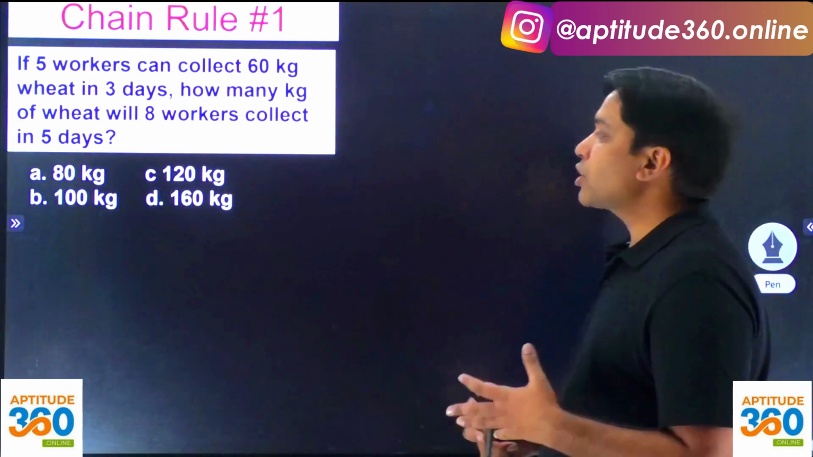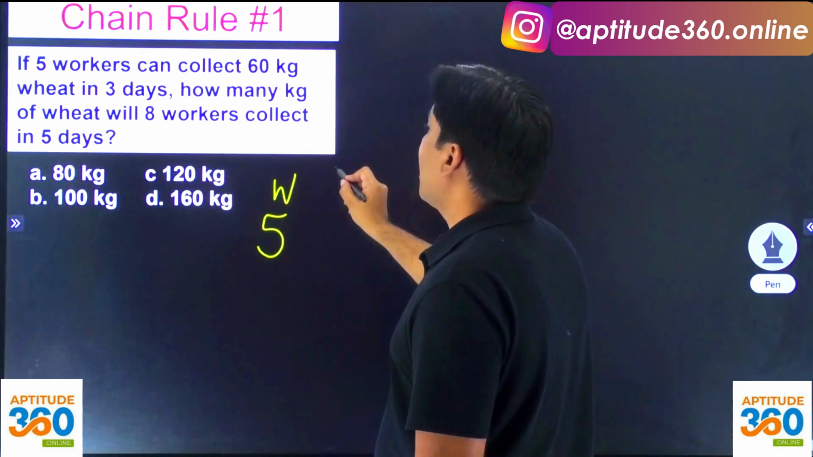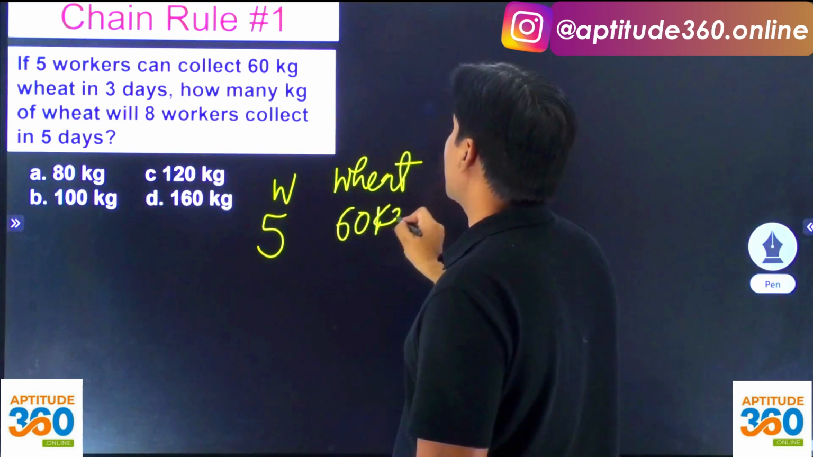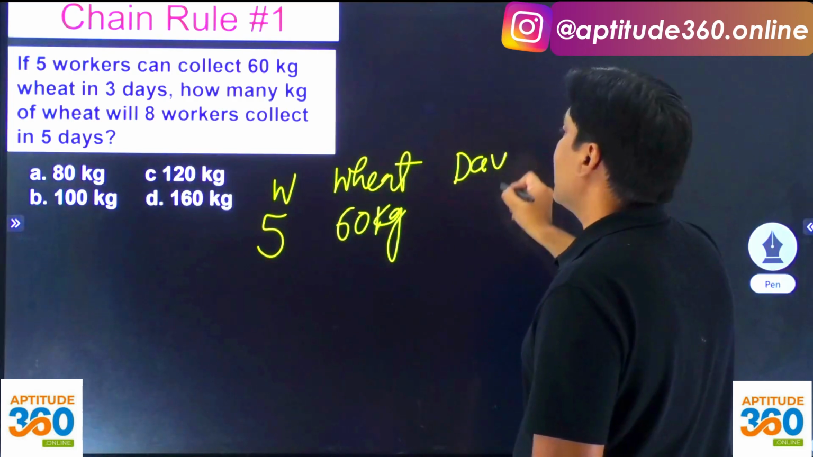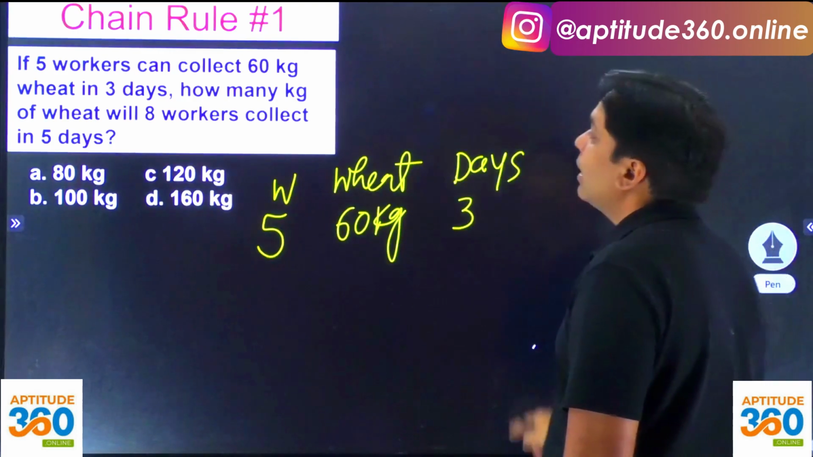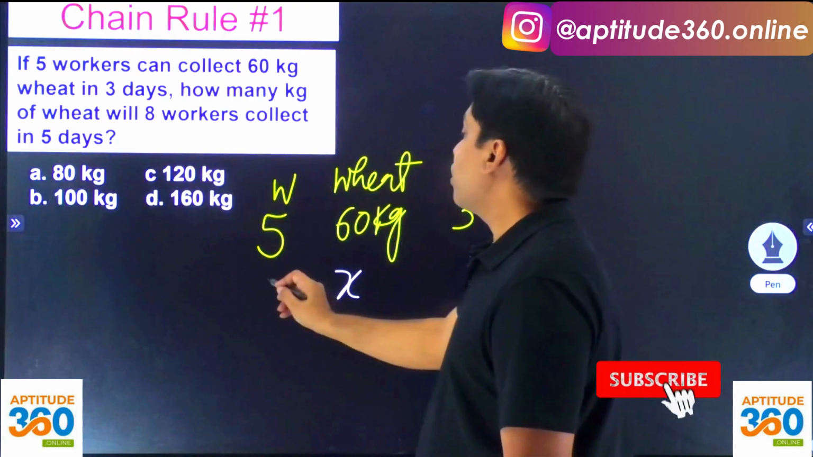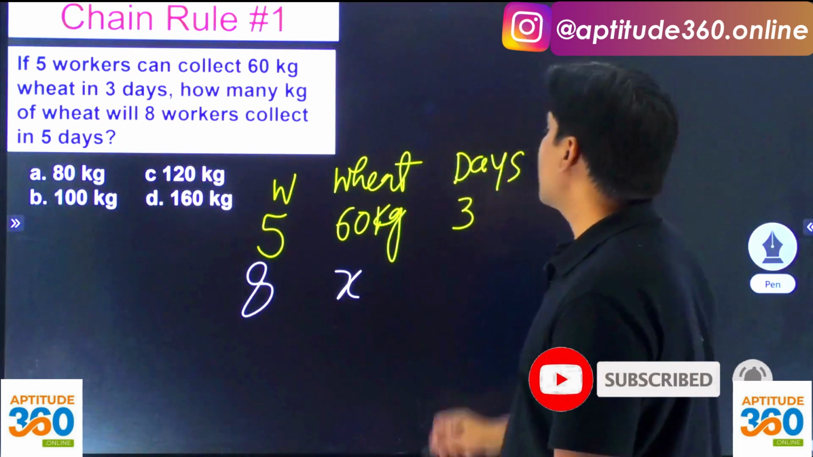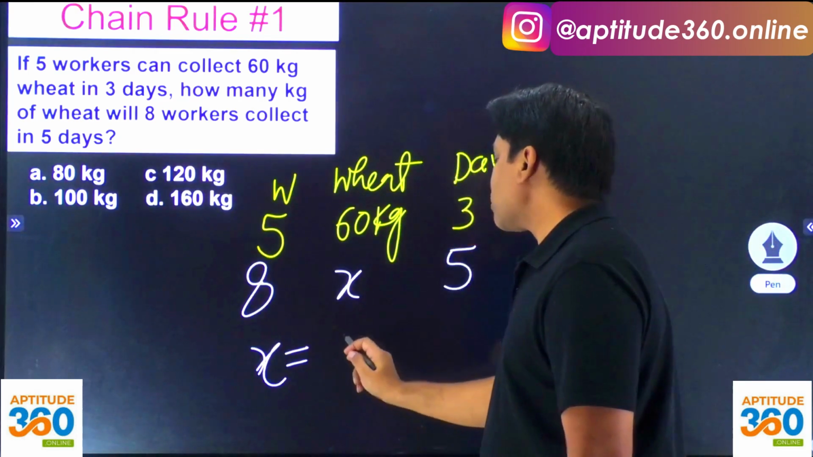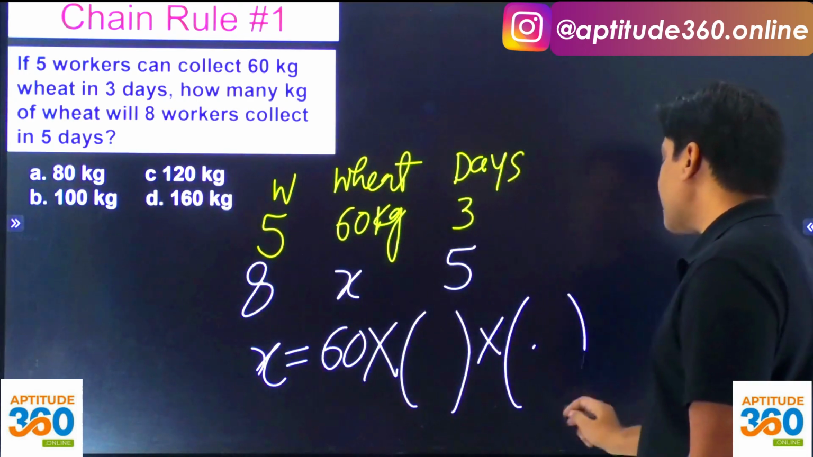5 workers can collect 60 kilogram of wheat. How many workers do we have? 5. How many kilogram of wheat they can collect? 60 kilogram. In how many days they can do so? They can do so in 3 days. And then the problem says, how many kilogram of wheat will be collected by 8 workers in 5 days? So what is going to be the value of x? The value of x is going to be 60 into 2 fractions. Does this make sense to you?